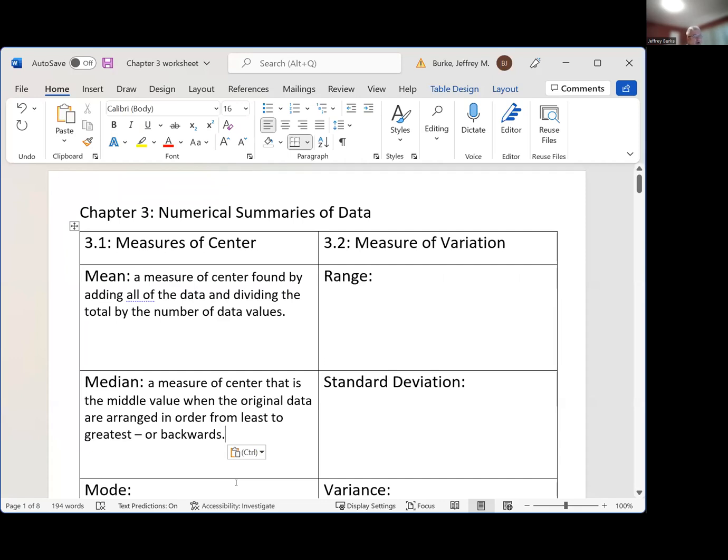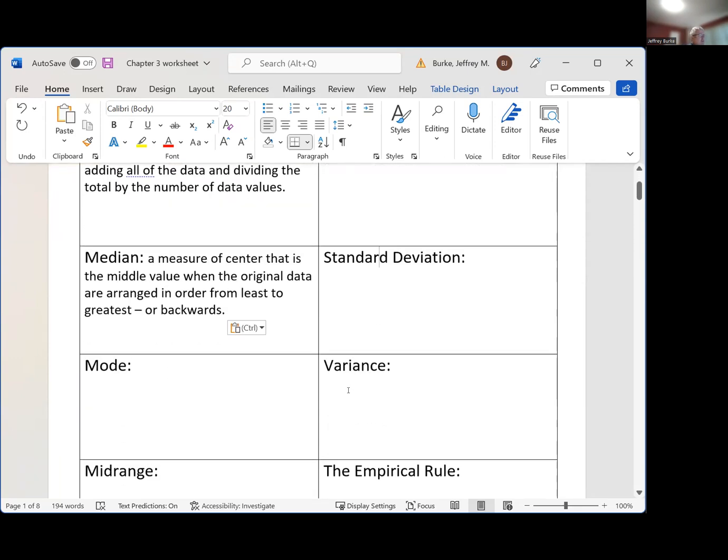When we look at the price of homes, homes may have a certain lowest price that they'll go to. But the amount that they'll go up could be significantly higher, which causes the mean to not be a good measure of center, because homes that are really, really expensive can cause that mean to shift upward. So a median is a measure of center that is considered the middle value when the original data are arranged in order from least to greatest, or backwards, like from greatest to least. But usually we order data from least to greatest when we do this.